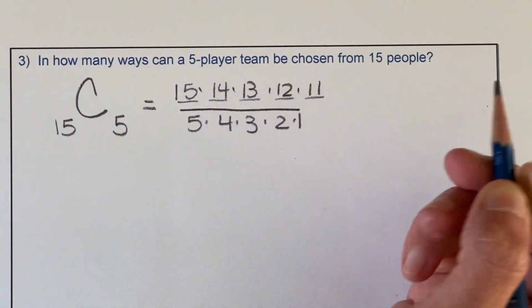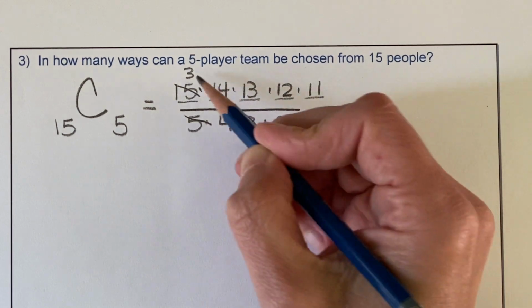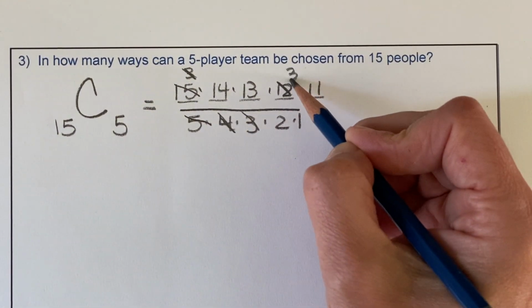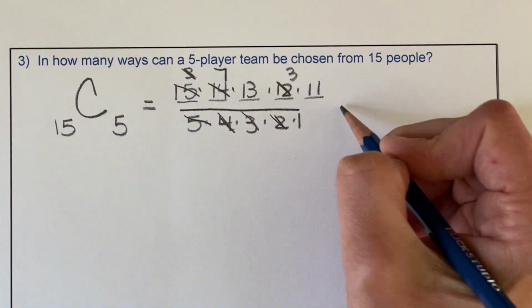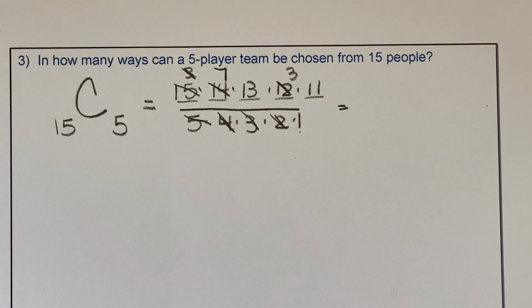Okay, I'm going to simplify first. That goes into 15 3 times. 3 times 3 is 1. 4 goes into 12 3 times. 2 goes into 14 7. Here's a hint. You're always going to end up with a denominator of 1. It has to. You can't get a fraction.